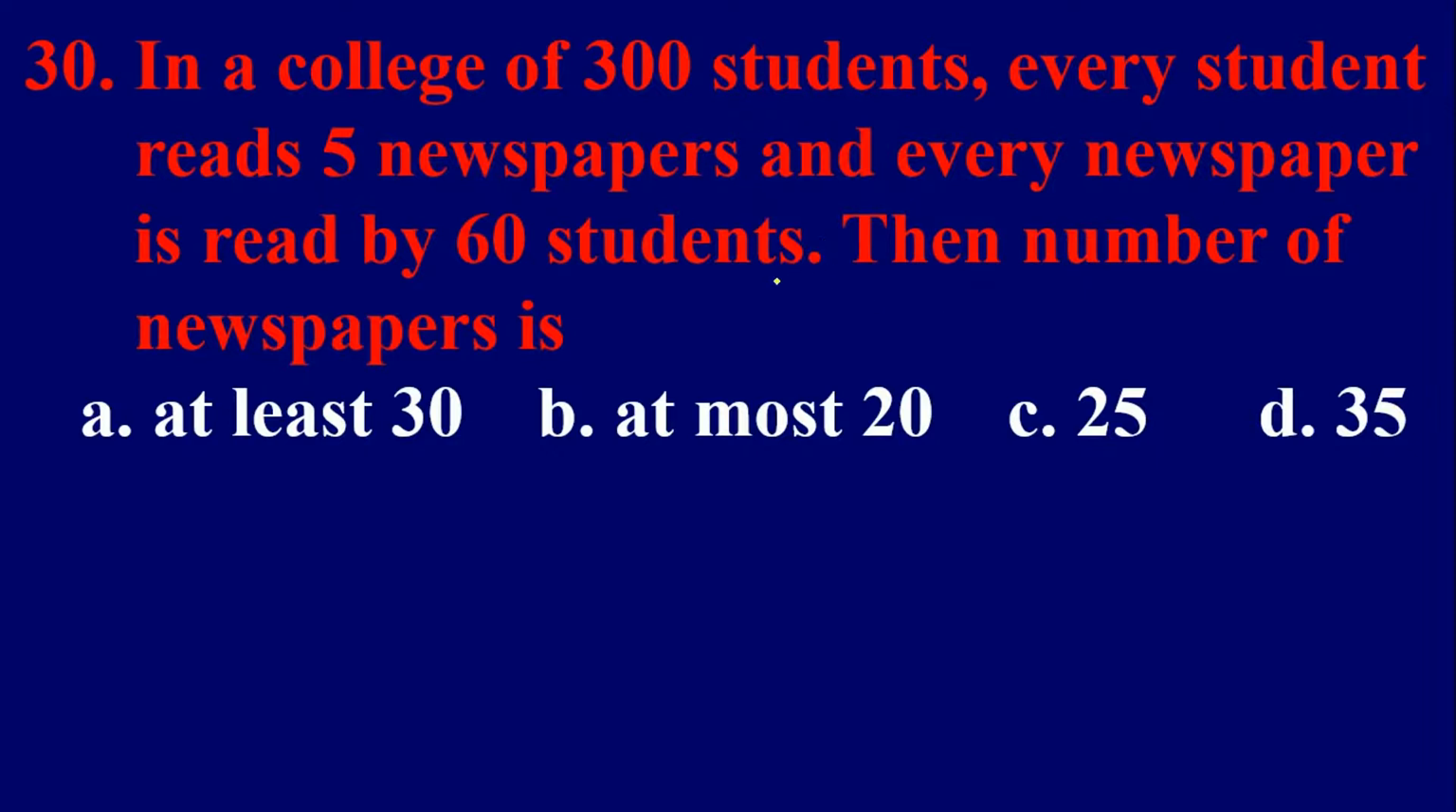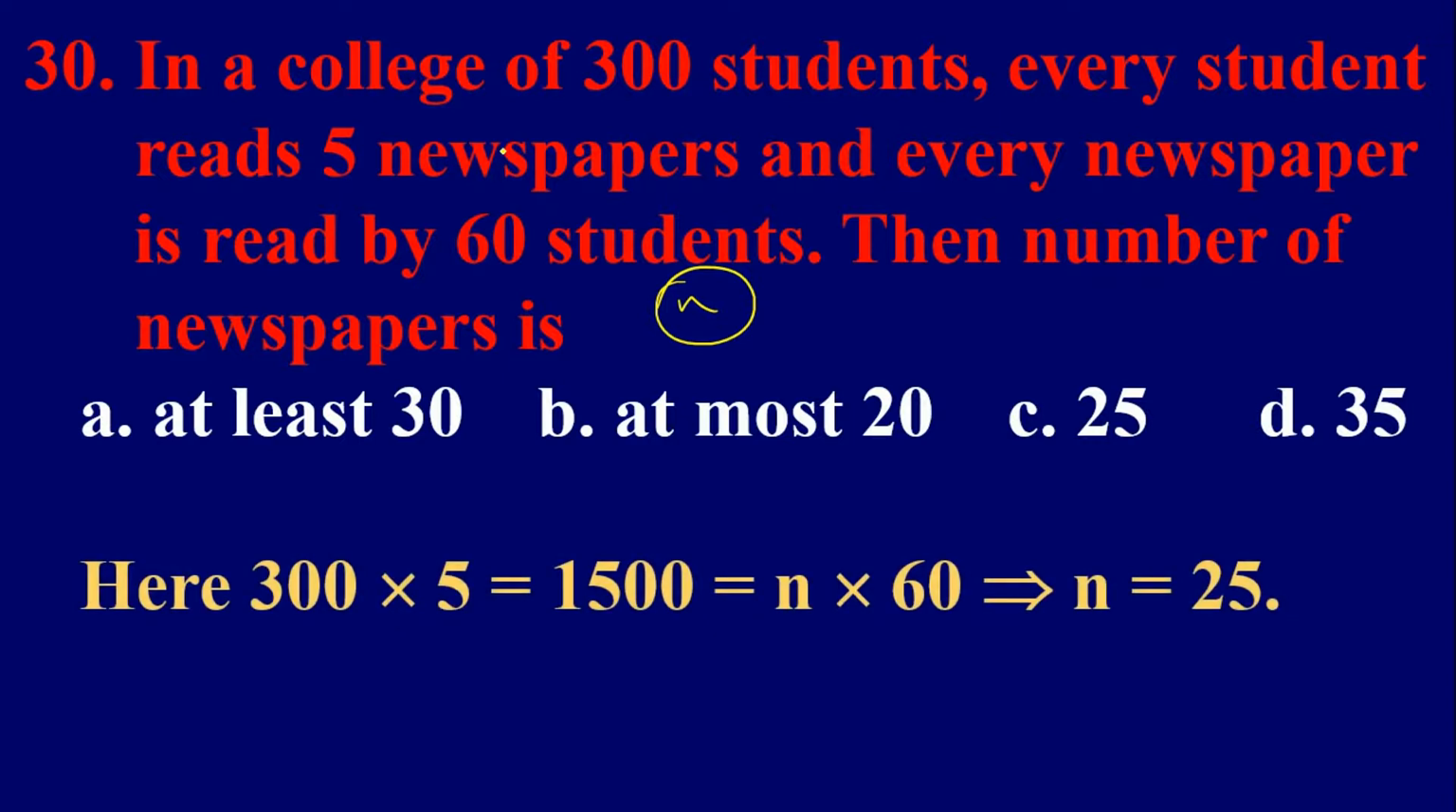Now the number of newspapers is not given, so we take the number of newspapers as N. Each paper is read by 60 students, so when we multiply that, we get 60 into N. Therefore 60 into N should be the same as 300 into 5. So 300 into 5, which is 1500, should be equal to N into 60, where N is the number of newspapers and every newspaper is read by 60 students.